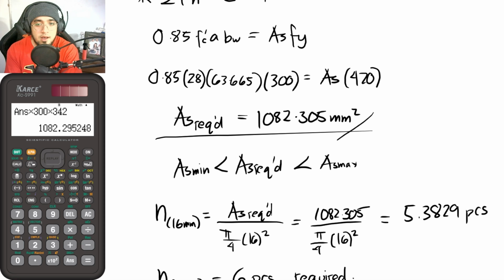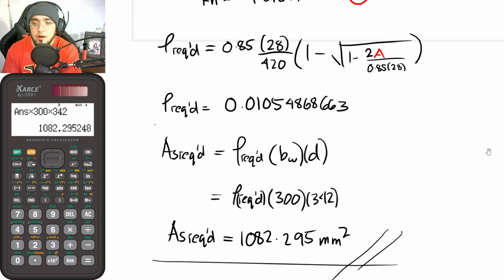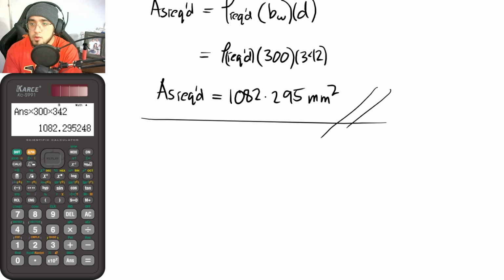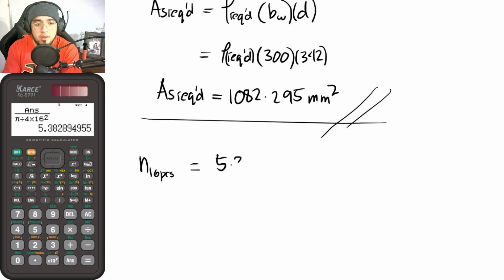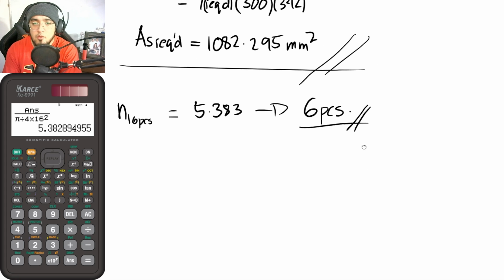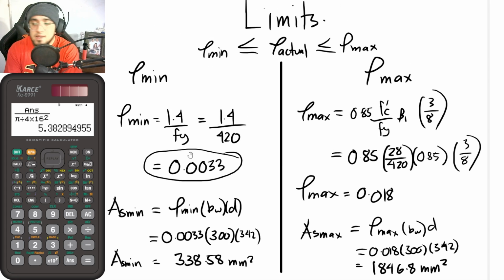Okay, so as you can see, for our AS required here, that is 1082.295. And once again, if we are now to get the number of 16 mm rebars, that is now equal to, so just divide this once again by pi over 4 times 16 squared. So we now have 5.383. But then again, we will be rounding this up to 6 pieces.